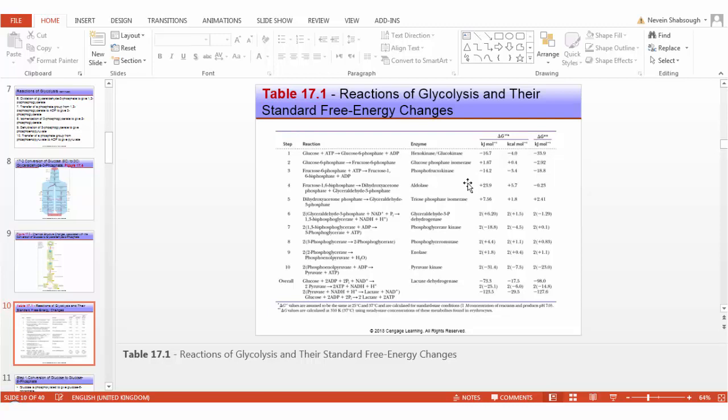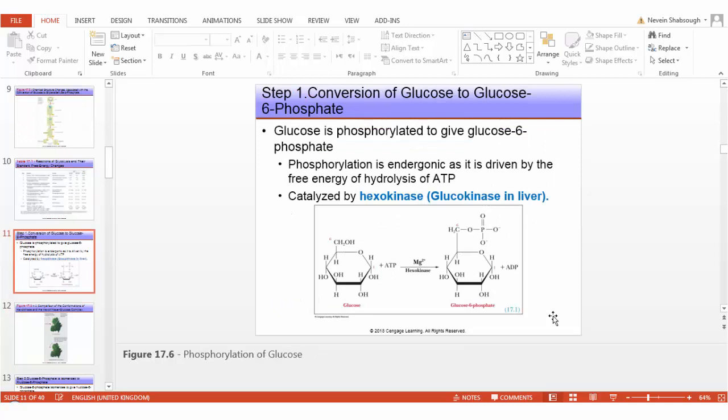So delta G naught prime is called the modified standard free energy change, and this is especially for biochemical reactions, because from now on any reaction you see has a delta G naught prime value. This could be negative or positive. Negative is an exergonic reaction and positive is an endergonic reaction, and you can see these values here. There is the concept of coupling in metabolism where the energy released by an exergonic reaction drives an endergonic one. The whole process is exergonic. Now let's take the 10 steps step by step.